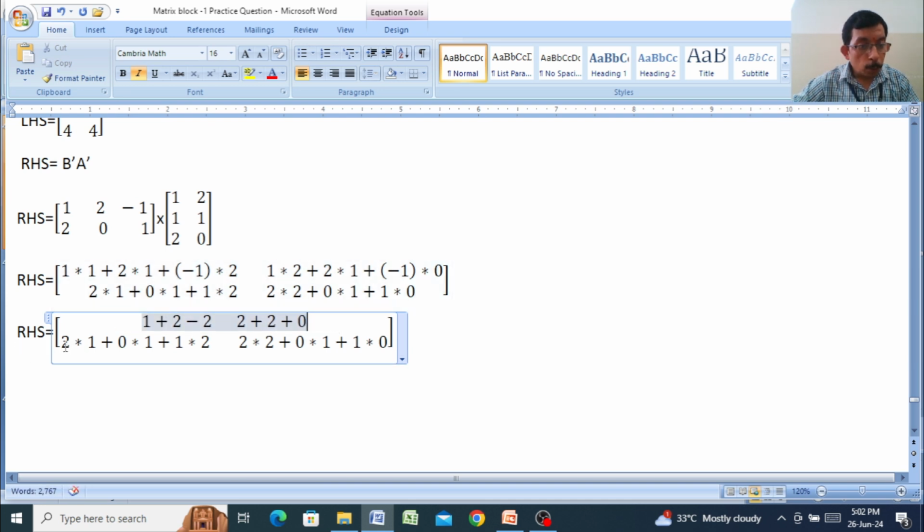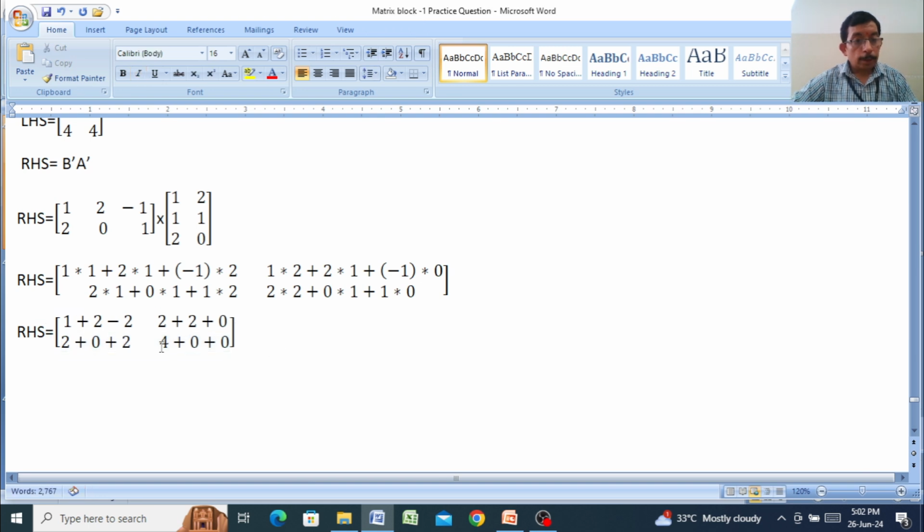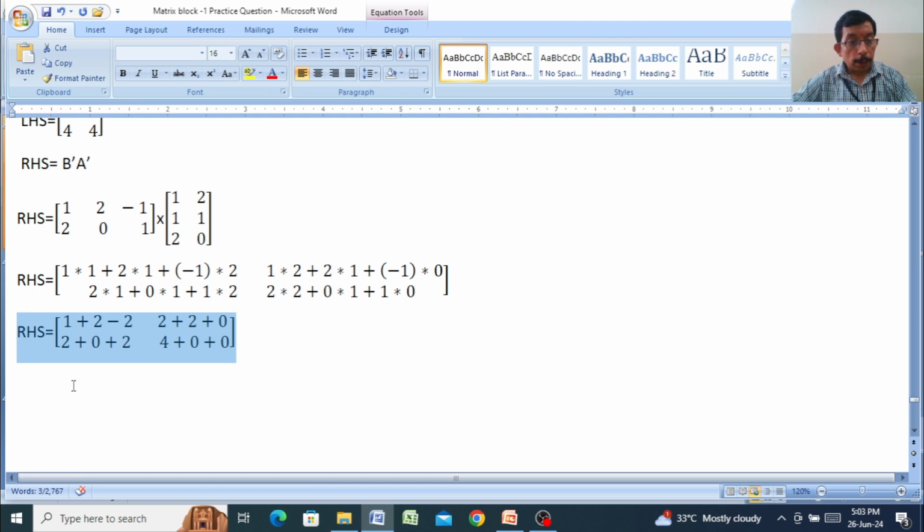2 into 0, 0. Note down the same position. 0 into 1, 0. Note down the same position. 1 into 2, 2. Note down the same position. 2 into 2, 4. Note down the same position. 0 into 1, 0. Note down in the same position. 1 into 0, 0. Note down in the same position. Now we solve in the next step.